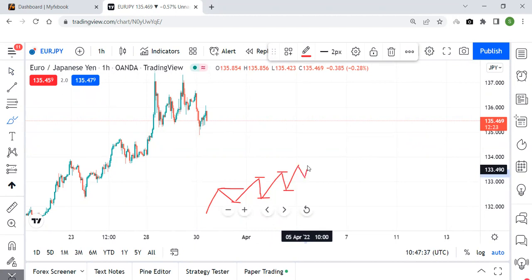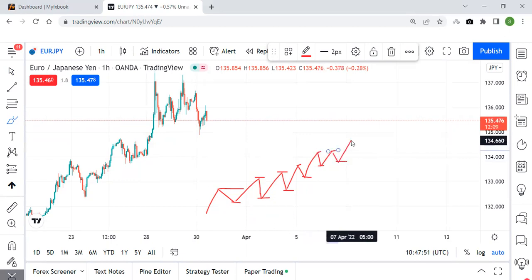We got another move, another pullback, our new support, our new resistance, another move, another pullback, our new support, our new resistance. Then we get this move to the downside.